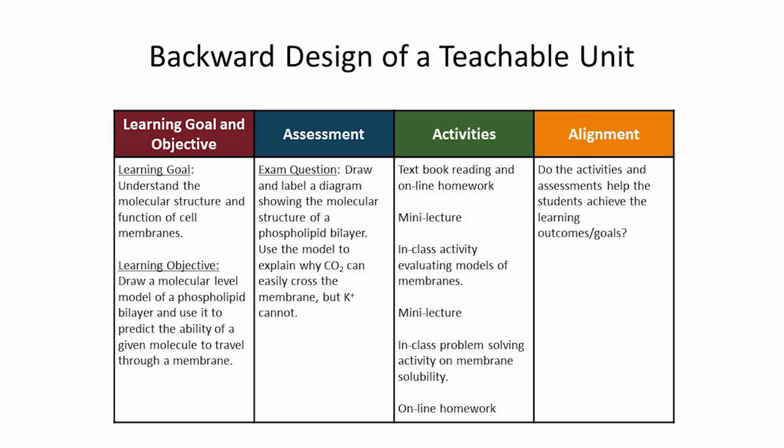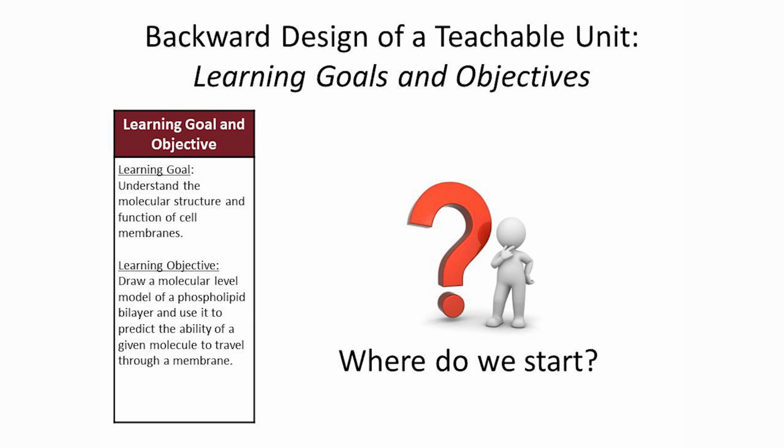I have a bunch of activities, including mini lectures, traditional type lectures, homework assignments, things like that. And I'm always asking, and the reason I've refined this over the years is because I'm asking if it's aligned. I'm asking if the students are actually learning. So let's start with the learning goal and objective. Where do we really start here?